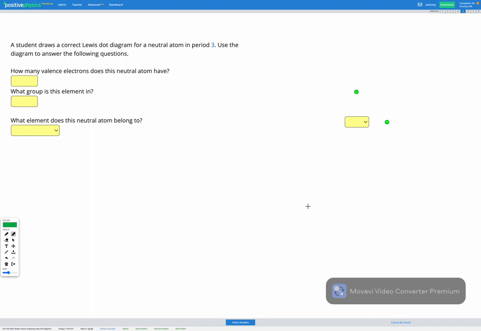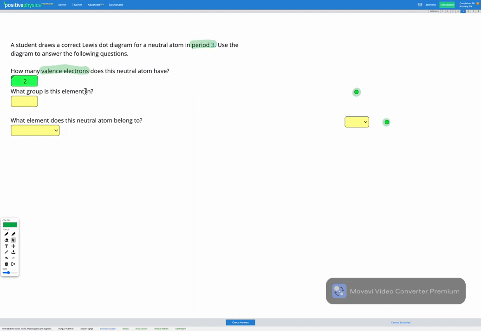In this question, we have a correct Lewis dot diagram shown. We're told it's for a neutral atom in period 3. And we're going to use the diagram to answer the questions. The first question asks, how many valence electrons does this neutral atom have? Remember, valence electrons means the outer shell, and a Lewis dot diagram only shows the outer shell. So here we can see we've got 1, 2 electrons in our outer shell, so 2 valence electrons. So we can fill that in here.